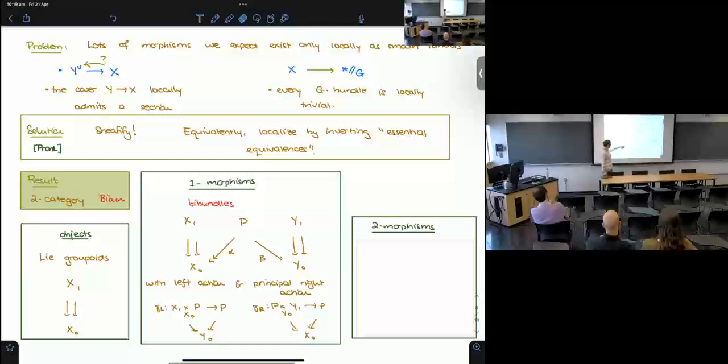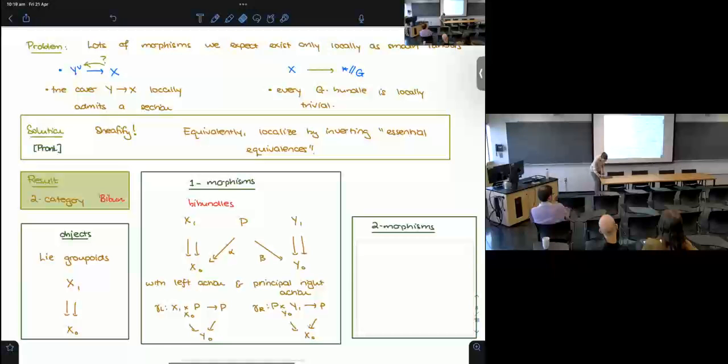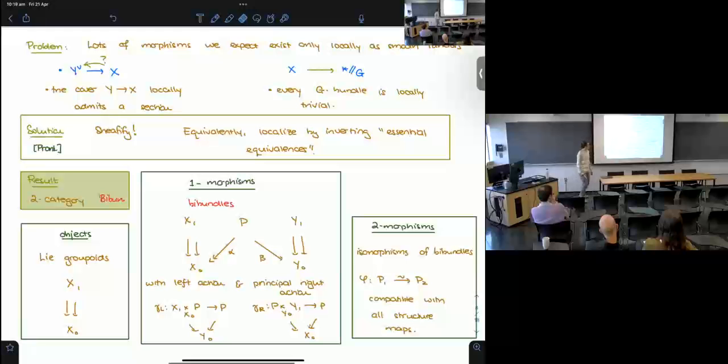It has a left action of this groupoid. In particular, it has a map gamma L from this fiber product to P over Y0. And it has a right action of the target. And the thing that's not symmetric about this is that the right action should be principal. And in particular, alpha should be surjective. And okay, that's all I'll say. Now we'll see some examples in a minute.